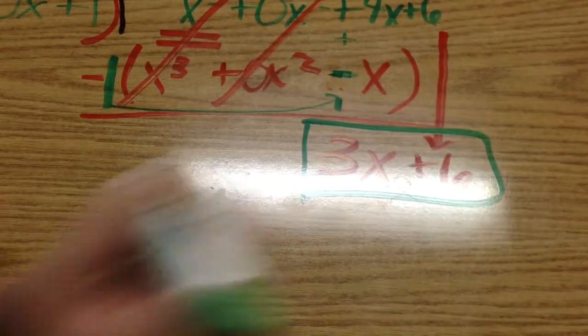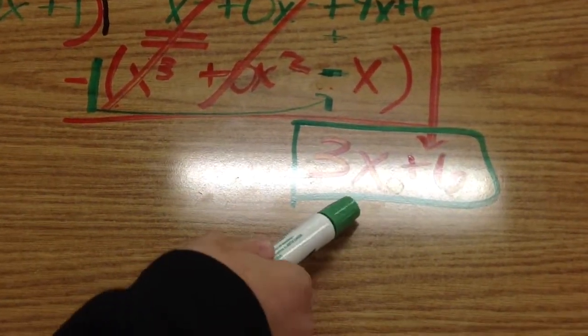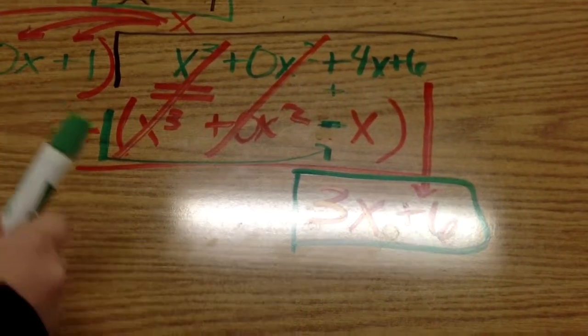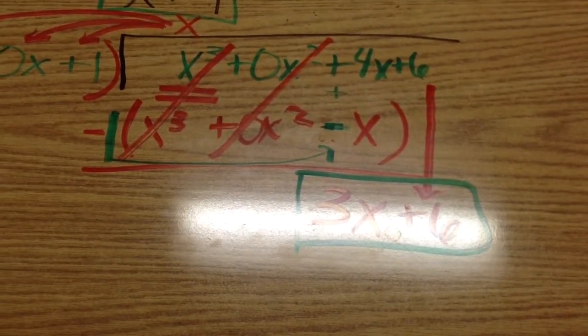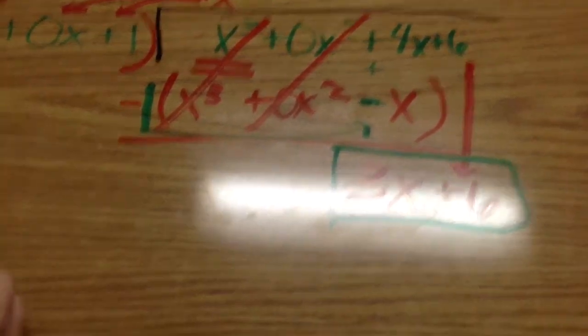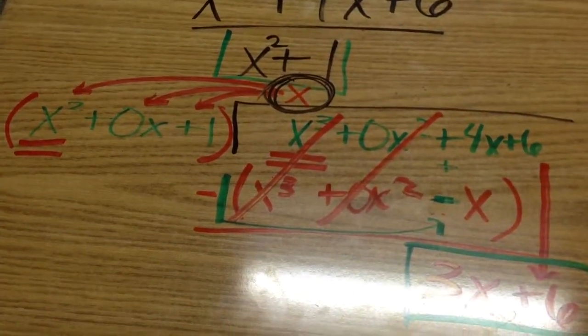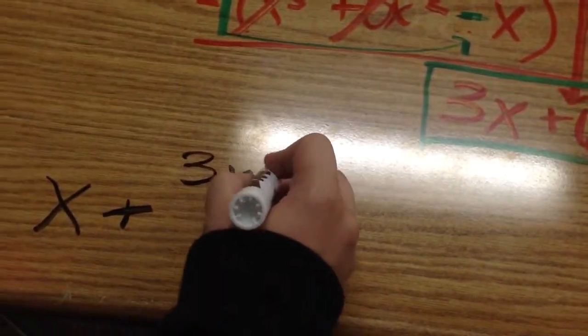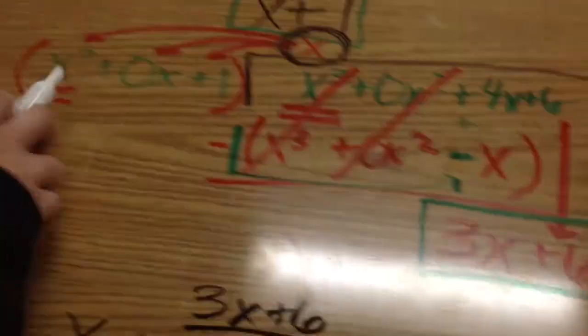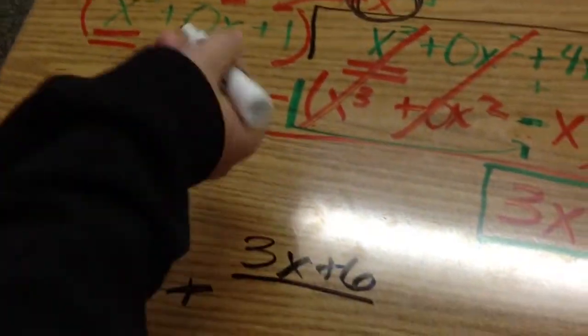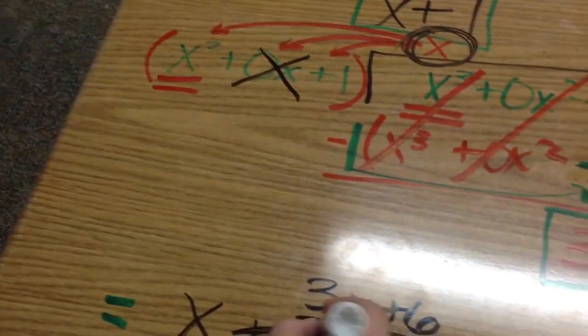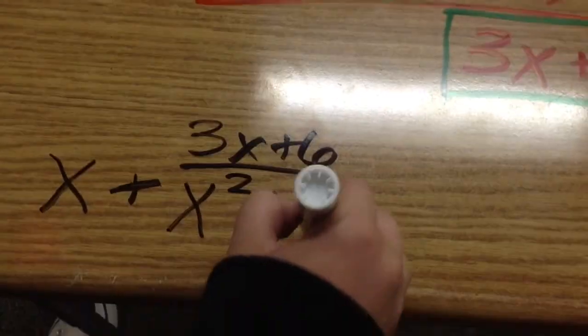Why? Because whenever a remainder is 1 degree less than what we divided by, that's when we stop. So that's completely our remainder, and the way we write our answer is equal, and then we grab here what we multiplied everything by. That will be part of our equation. So it'll be x, then plus the remainder, 3x plus 6, all over x squared plus 1, since it's 0x, we don't have to include that in.